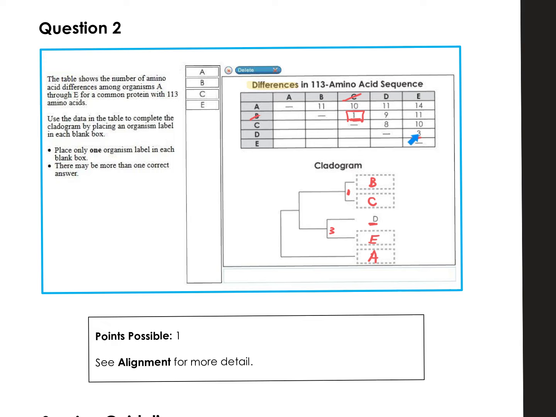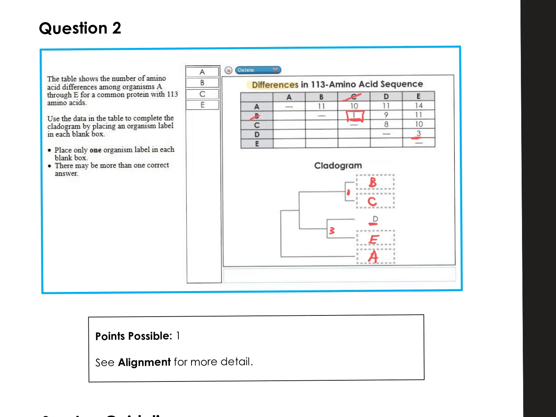D and E share 3 differences. There are 3 differences between them, so they're very closely related. But then you look between B and D, let's say, there's only 9 differences. That's a lot smaller than 14, like between A and E. So all this makes sense. This is the best arrangement that you can make using this one chart.